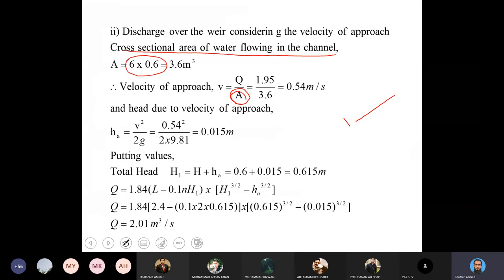So area mein kaise aayega? 6 times 0.6. 6 is the total width of the channel, जिसकी वजह से ये आगे contact हो रहा है, और हाइट कितना flow कर रहा है। So इससे हम velocity of approach निकाल लेंगे। ओके, so 6 times 0.6, याद रखना है.